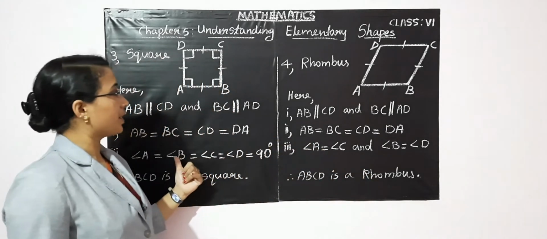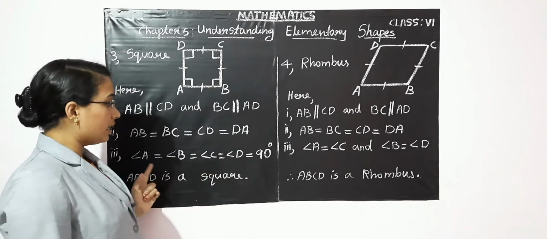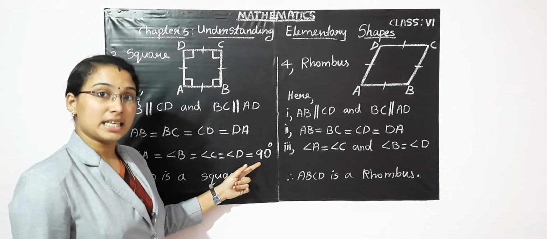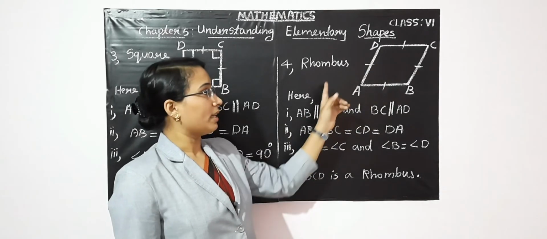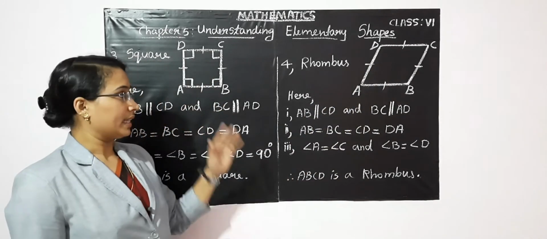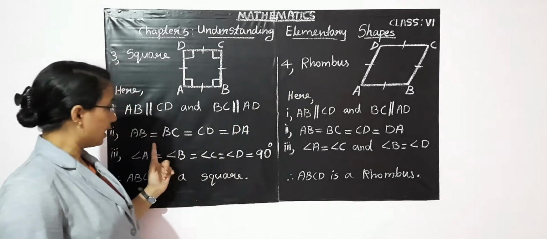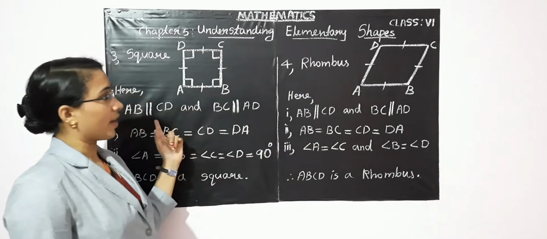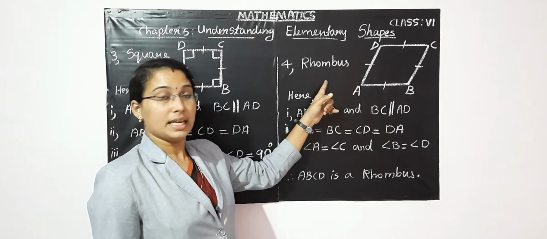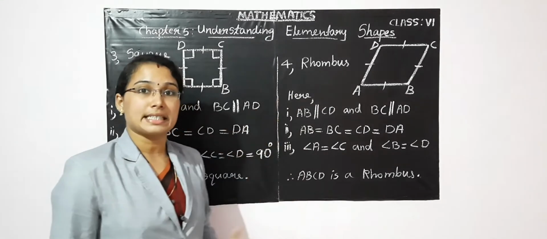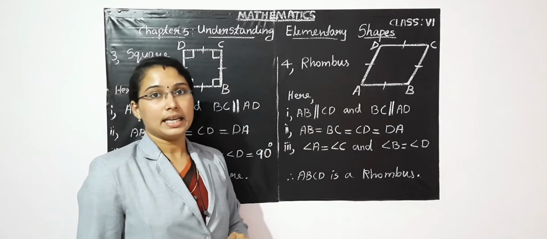What is the difference between a square and a rhombus? In a square, all angles are equal and each is 90 degrees. But in a rhombus, all angles are not equal, only opposite angles are equal. That is the difference between a square and a rhombus. But all sides are equal in both square and rhombus. What is the difference between a parallelogram and a rhombus? In a parallelogram, only opposite sides are equal. But in a rhombus, all sides are equal.